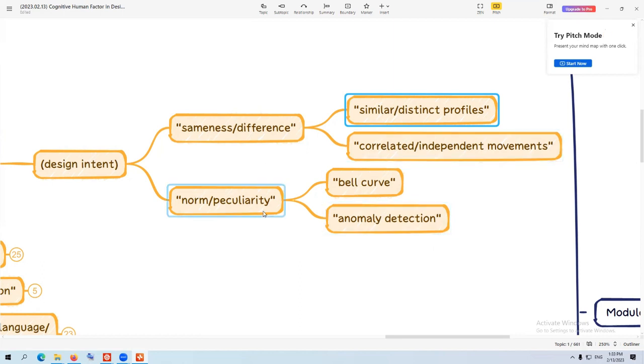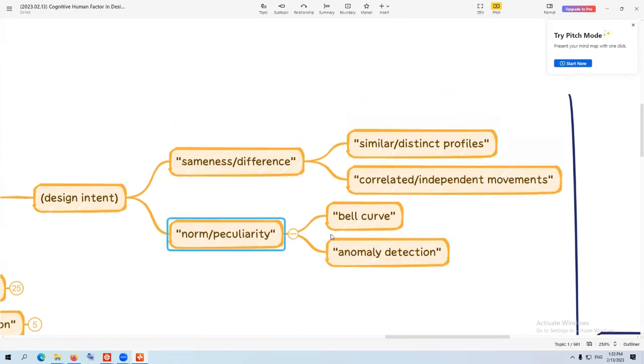Now let's go to the other one. If you think of sameness and difference, it's sort of like A and B, product A, product B, on equal footing. You want one to be better, or different, or not different. That's A and B. The other one is a little bit like looking at something versus the population.